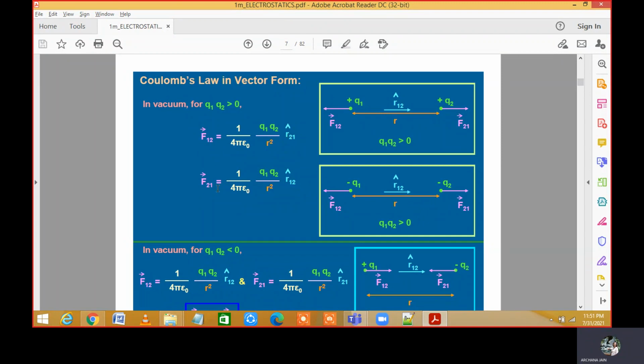Now come to the F21 force. Again, the magnitude is the same, 1 upon 4 pi epsilon naught Q1 Q2 over R square. But the direction is R12. Now see this force F21. This is F21, or you can take this also. Similar thing, this is between two positive charges and this is between two negative charges. See the direction. This is F21 and the direction of R12 is the same. That's why we have taken F21 is in the direction of R12.